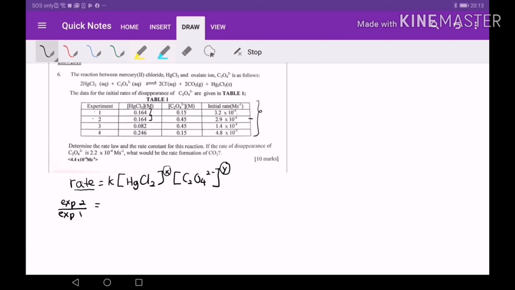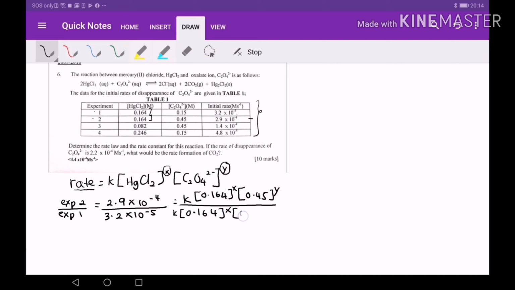Rate eksperimen 2 sama dengan 2.9 kali 10 kuasa negatif 4 bahagikan dengan rate untuk eksperimen 1 3.2 kali 10 kuasa negatif 5 sama dengan K concentration HgCl2 untuk eksperimen 2 0.164 to the power of X, dan juga concentration C2O4 is 0.45 to the power of Y. So untuk data eksperimen 1 pula kita ambil K 0.164 to the power of X dan juga 0.15 to the power of Y. So yang mana sama kita boleh cancel, 0.164 dan 0.164 kita cancel, K dengan K kita cancel.